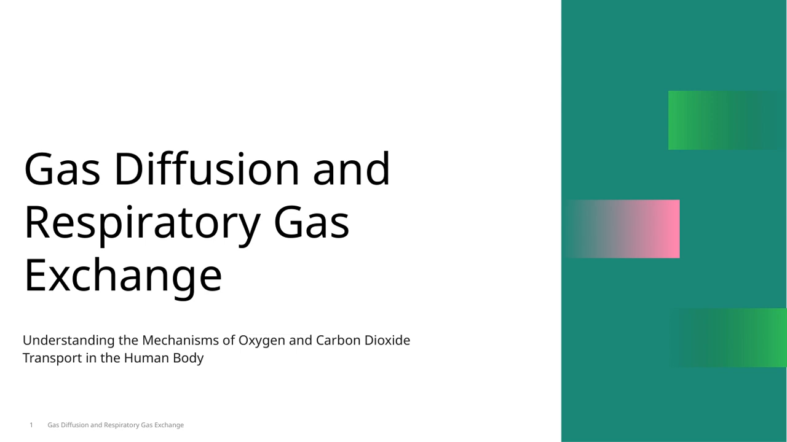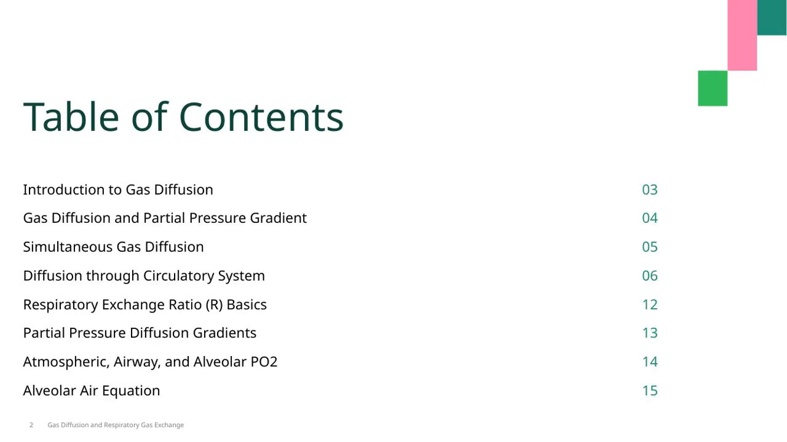Let's start by exploring the fundamentals of gas diffusion and how it relates to our respiratory system. Gas diffusion is the process by which gases move from areas of higher partial pressure to areas of lower partial pressure, driven by differences in concentration. This movement is essential for oxygen to enter our blood and carbon dioxide to leave it.